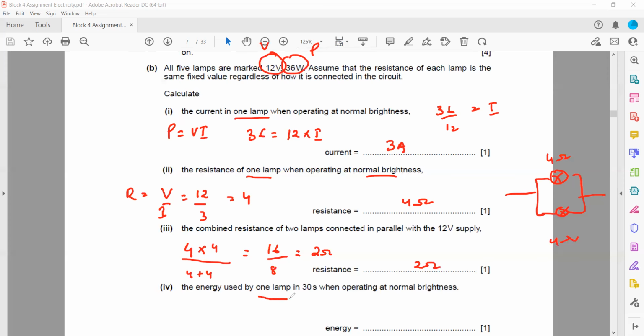The energy used by one lamp in 30 seconds. So how to get the energy? Energy is voltage times current times time. So the voltage across each lamp, that is 12, multiplied by the current in each lamp we calculated, that is 3, multiplied by time, so 30. So 12 multiplied by 3, that is the power 36, and 36 multiplied by time 30 seconds, so it will be 1080 joules, which is the energy consumed by each lamp.